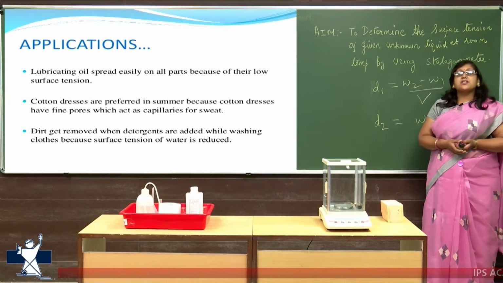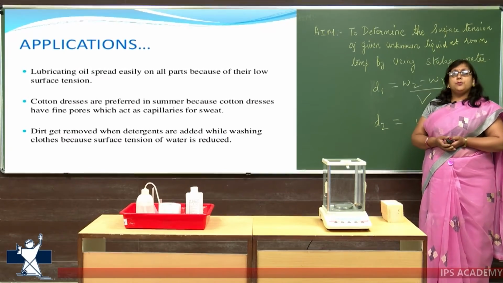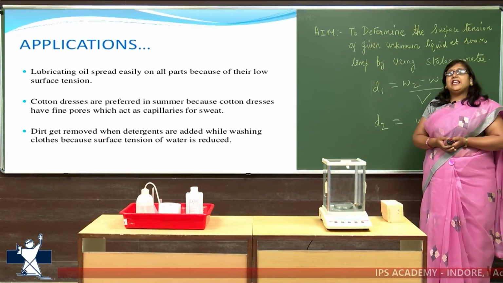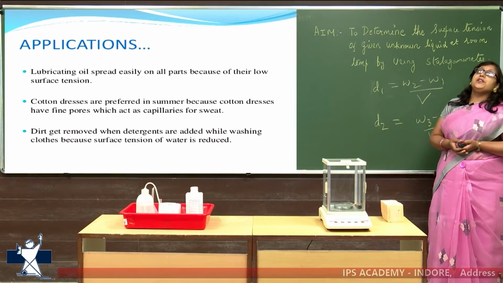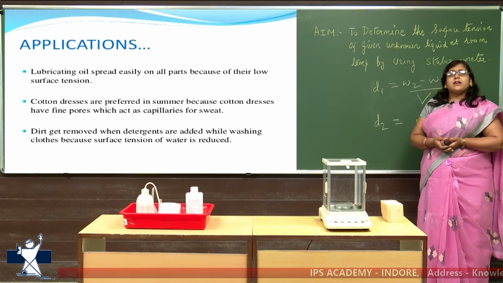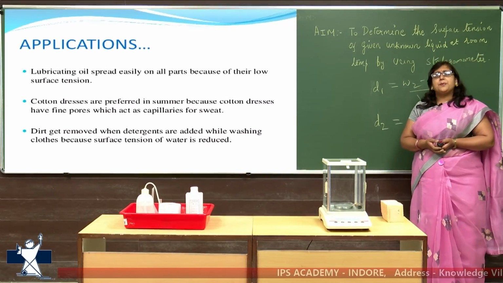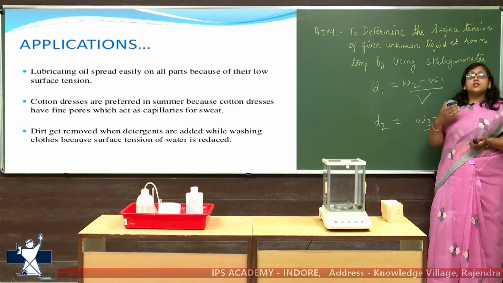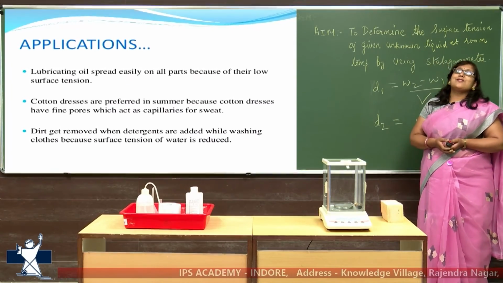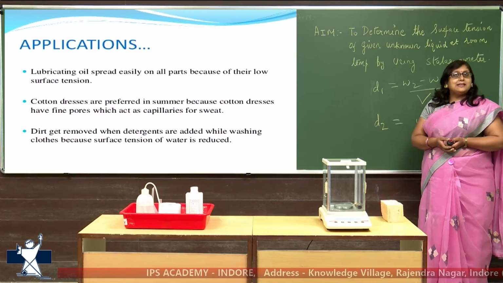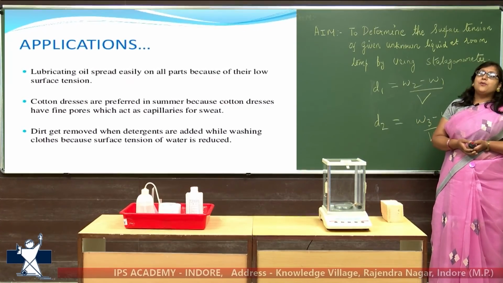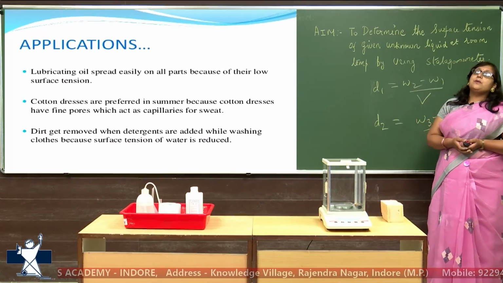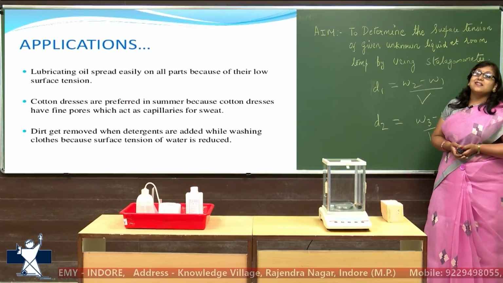Now what are the applications of surface tension? Lubricating oil spreads easily on all parts because of its low surface tension. If we increase the surface tension of the oil, it is not going to spread on the parts. Cotton dresses are preferred in summer because cotton has fine pores which act through capillary action for the sweat, so in cotton dresses there is also a phenomenon of surface tension. Detergent is added while washing clothes to remove dirt because the surface tension of water is reduced. So in nearly each and every phenomenon surface tension is used.